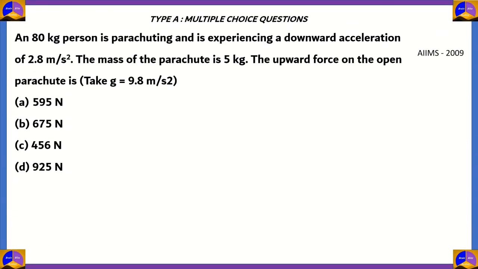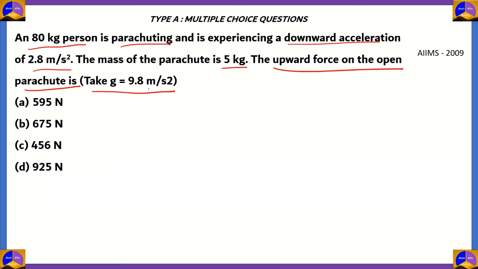Now this is the final question for this episode. Over here you have an 80 kilogram person parachuting and experiencing a downward acceleration of 2.8 meters per second square. The mass of this parachute is 5 kilograms. You need to find out the upward force on the open parachute. And we can take G as 9.8 meters per second square.